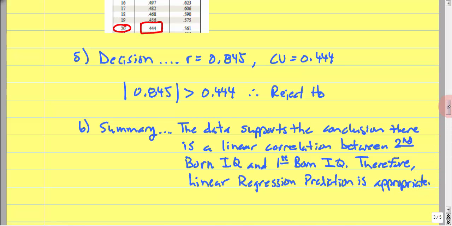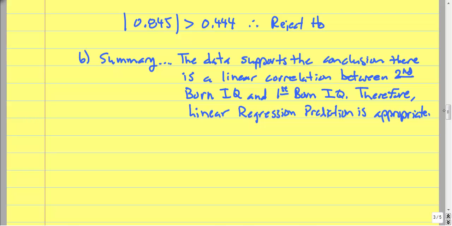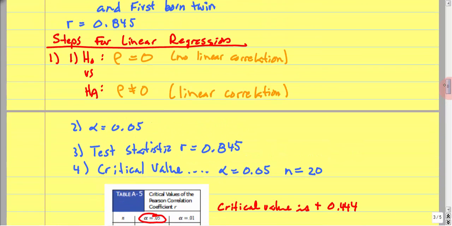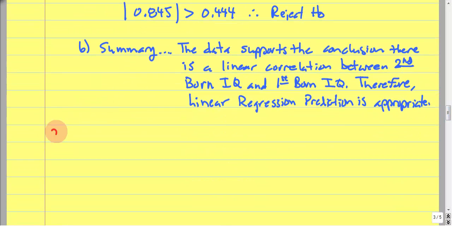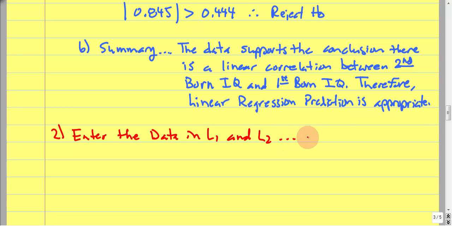Okay, so since that's appropriate, I can go on to find my linear regression line. What we did in step 1 was determine that there is a linear correlation, and because there was a linear correlation, prediction is appropriate using y hat. Now, step 2 of my steps for linear regression is to enter the data into your calculator. So here, enter the data in L1 and L2. In this particular case, this is done for us.